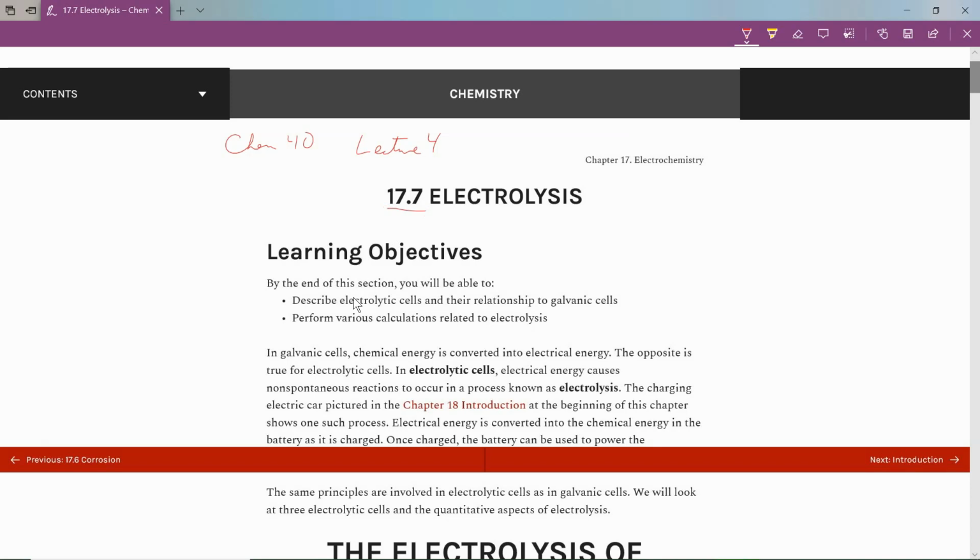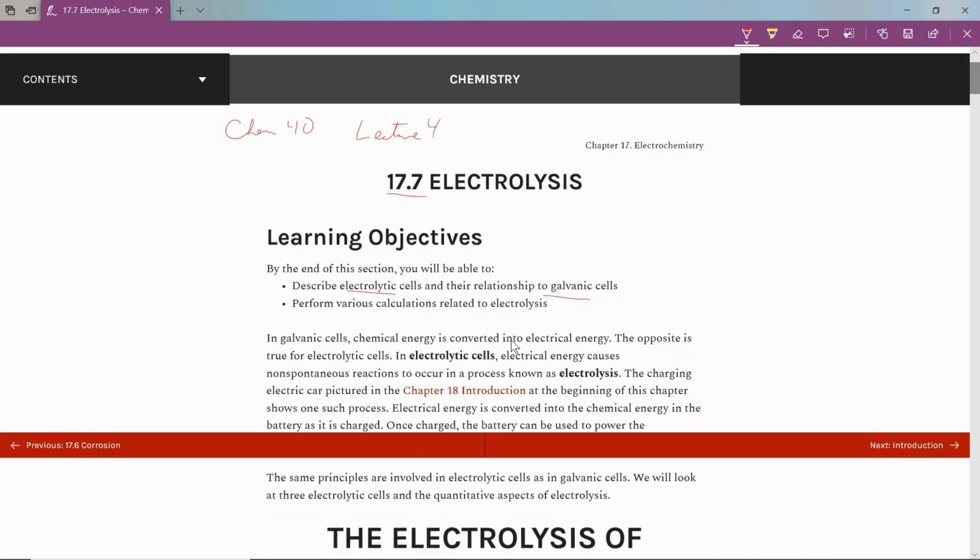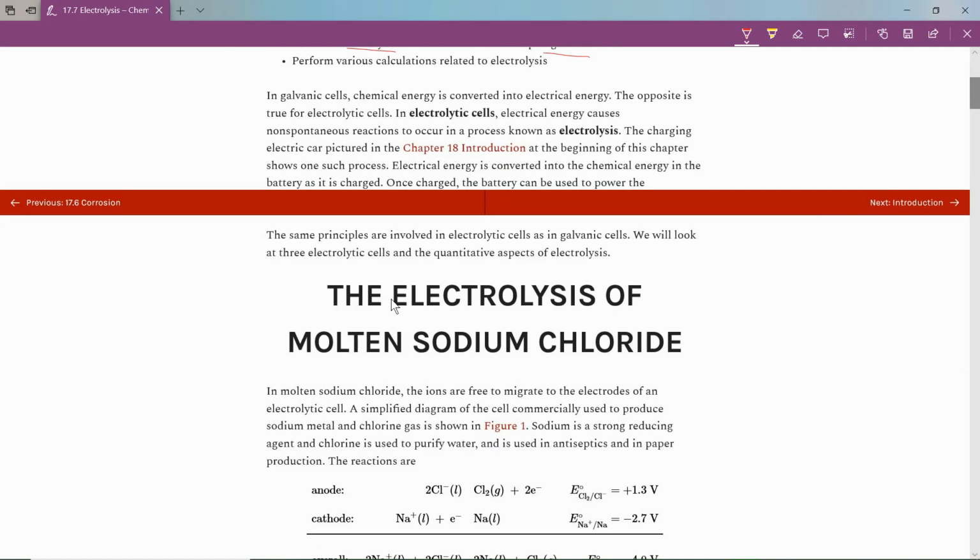We're going to see that electrolytic cells are different than galvanic cells, and we're going to look at some quantitative calculations and a bit of qualitative stuff as well. So recall that in galvanic cells, chemical energy is converted into electrical energy, like we find in a battery, for example. And the opposite is true for electrolytic cells. You need electrical energy to cause non-spontaneous reactions to occur. So you need an external source of energy to make something happen that otherwise wouldn't happen. That is what an electrolytic cell does.